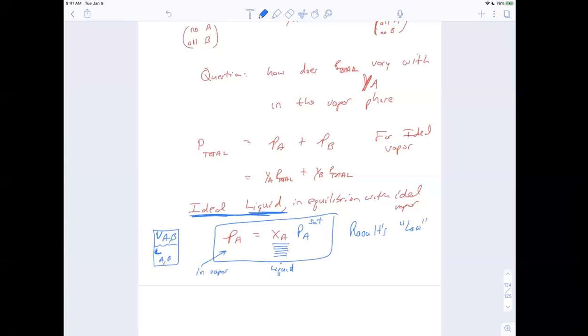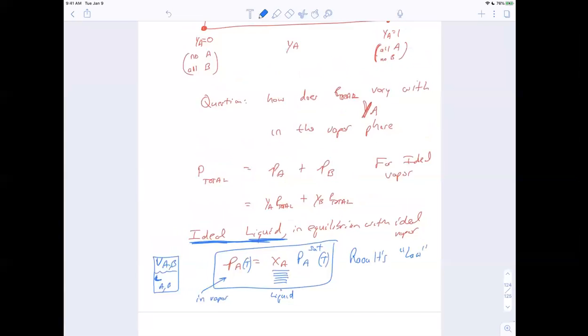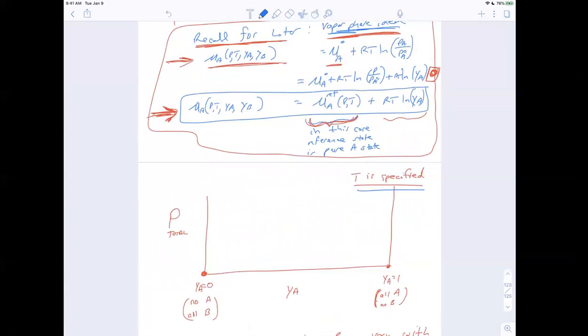And remember, we said by convention, the X's represent liquid mole fractions and Y's vapor. So this is relating the partial pressure of A in the vapor to its composition in the liquid, X sub A, times the vapor pressure that you would see at a particular temperature T. And we can put in T here because we're interested in the system at a specified T. Remember, we specified the temperature T.